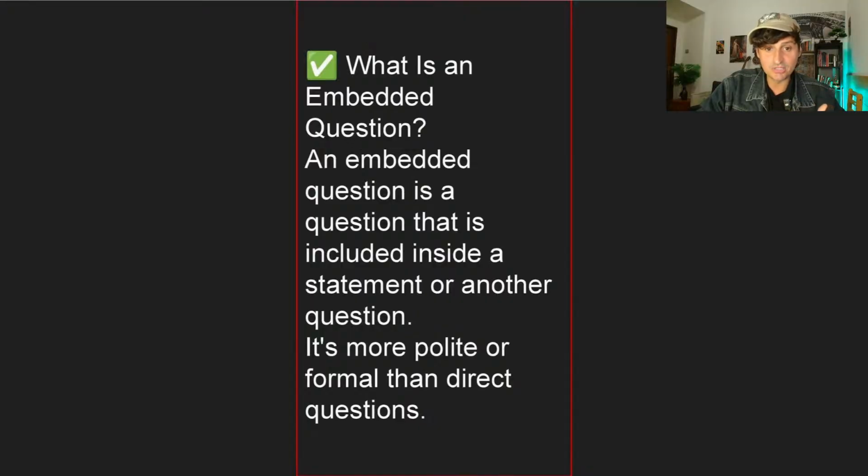English, especially native speakers, British and Americans, we sometimes like to add a little fluff, right? Make it sound a little bit more diplomatic. So instead of saying, "Do you know where she is?" we say, "Would you happen to know where she is?" or "I'm wondering where she is." Do you hear the difference? It's not so direct. It's indirect. It's polite. It's formal.